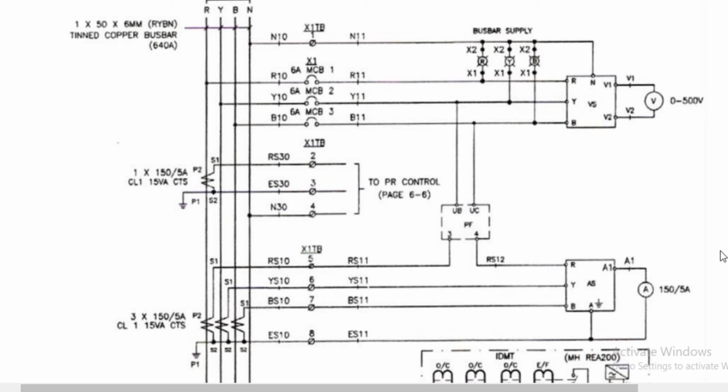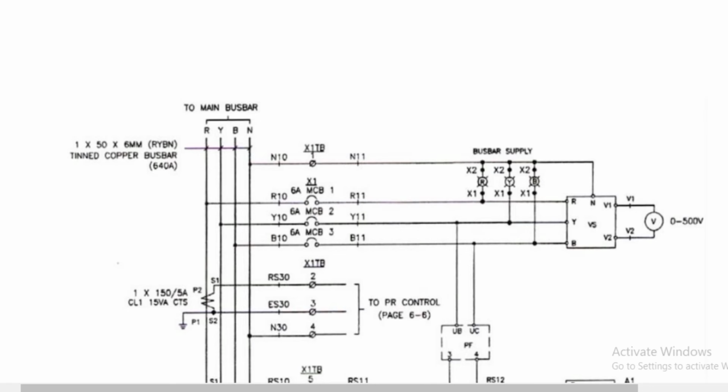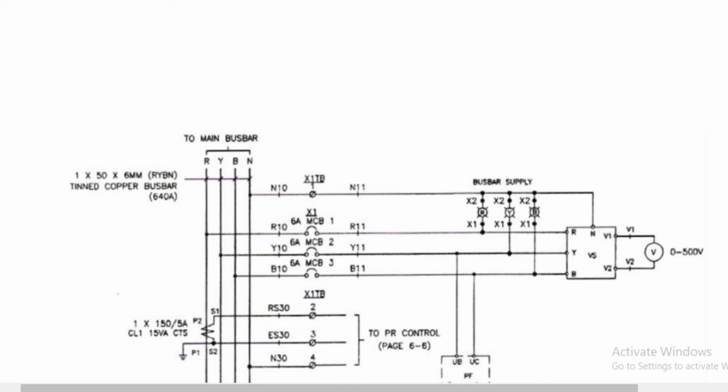Okay, we move to the up and then we meet also MCCB, the same value, 6 ampere. Okay, and then this voltmeter, the value of the voltmeter is 0 until 500 volt. The function is to measure voltage in the circuit.